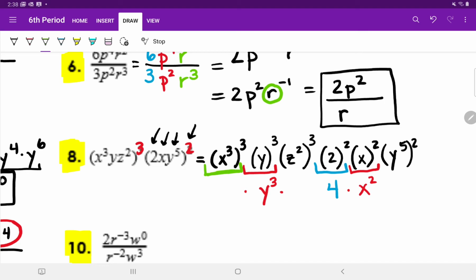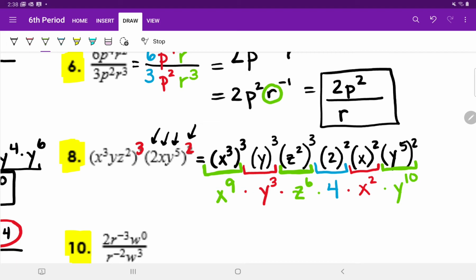For instance, x cubed cubed. That is a single base with multiple exponents. We have to use our power rule. So our power rule tells us to multiply our exponents together. X to the 9th. Similarly, with this z here, we've got another power rule. We'll multiply 2 times 3 and get z to the 6th. And finally, another power rule, y to the 5th squared, we multiply 5 times 2 and we get y to the 10th.